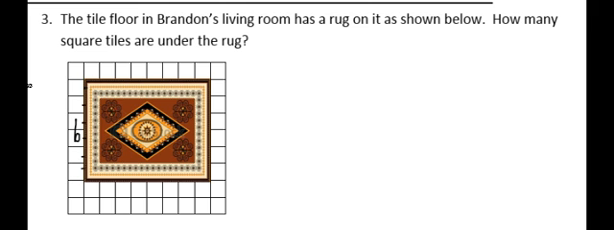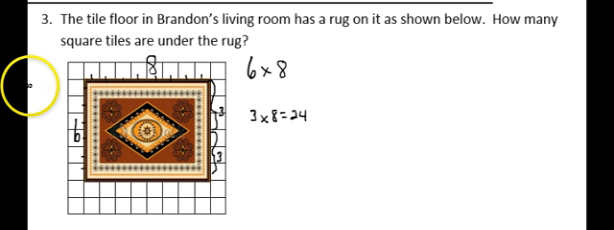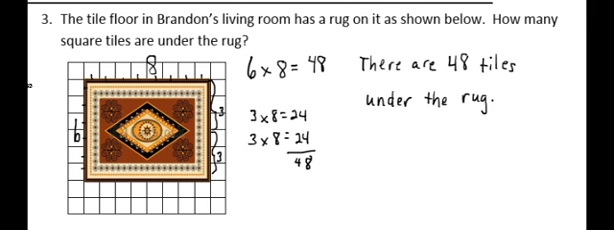Then I need to count my columns. And there are 8 columns. This represents the multiplication problem of 6 times 8. And again, if you can't figure out 6 times 8, you can look at this as 3 rows of 8 and another 3 rows of 8. 3 times 8 is 24, and another 3 times 8 is 24, for a total of 48. 6 times 8 is 48. There are 48 tiles under the rug.